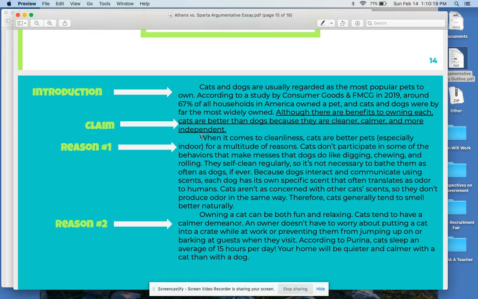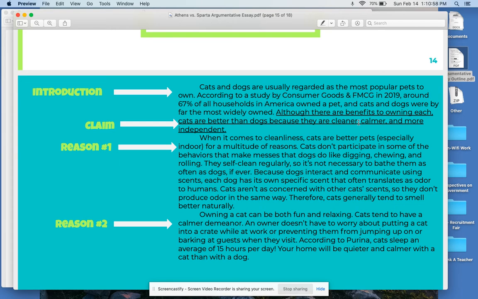Second paragraph. When it comes to cleanliness, I can already tell that this paragraph is going to be all about cleanliness, period. I'm not going to talk about everything else. I am only establishing cleanliness in this paragraph. So if your first reason why Sparta is better than Athens has something to do with their government, then your first body paragraph needs to only be about government. Don't start mixing and matching things. Stay focused so that each paragraph is focused on the same topic.